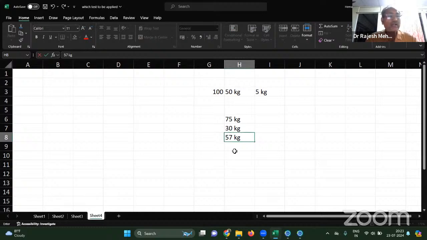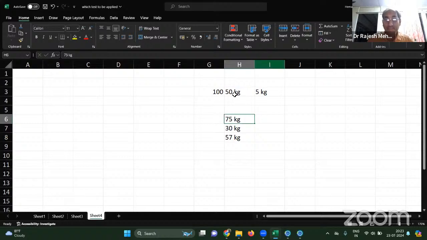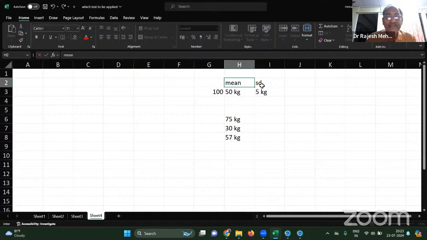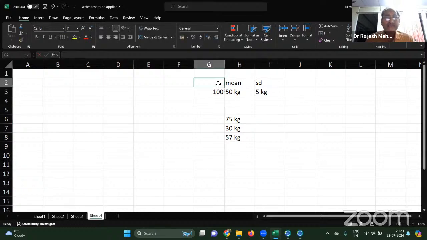Now the question is whether this 75 kg person is likely to belong to this group of 100 or not. So we are trying from simple to complex. The answer is this is 50 kg, this is 75 kg. If you do plus minus 2 standard deviation, this is the standard deviation, this is the mean, and this is n.